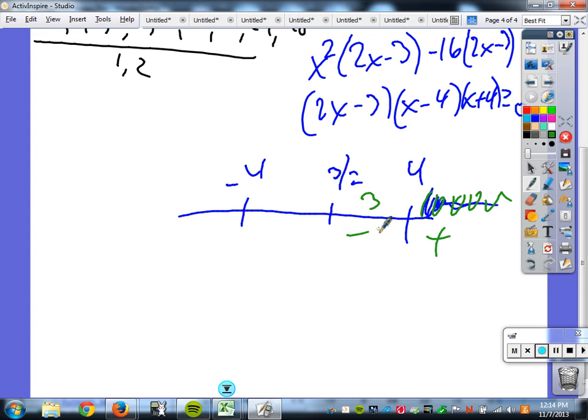If I take 3, I'm plugging 3 in for x technically. 2 times 3 is 6. 6 minus 3 is positive. 3 minus 4 is negative. 3 plus 4 is positive. I have 2 positives, 1 negative, and I multiply them together. What do I get?